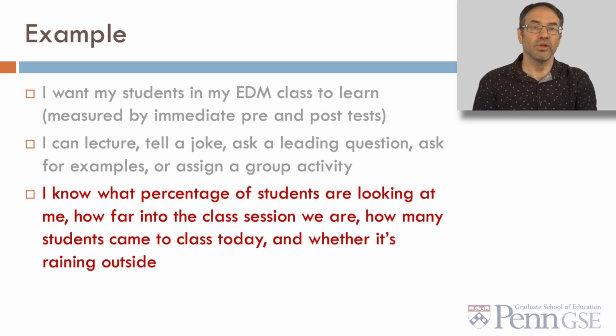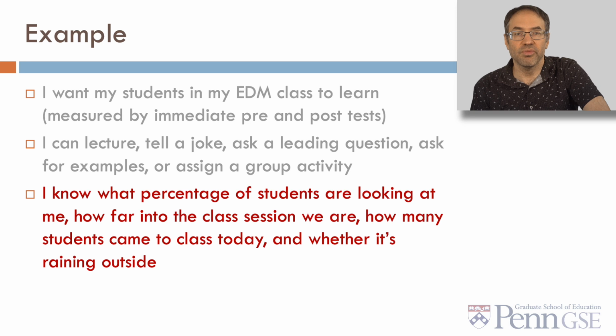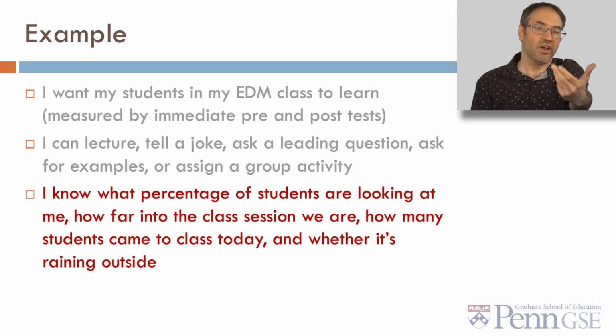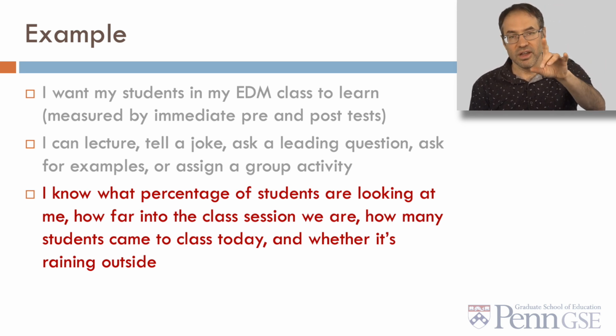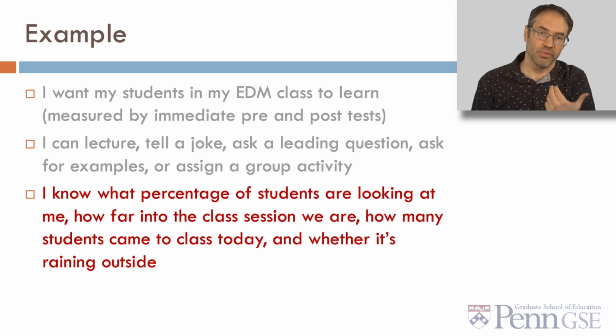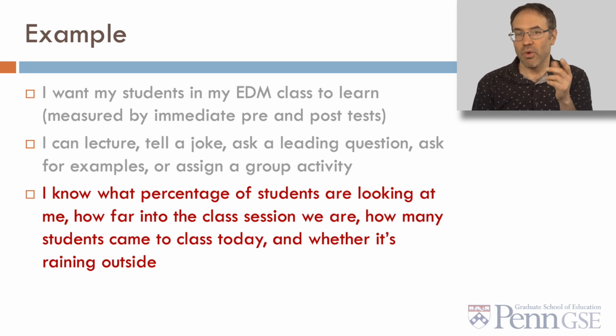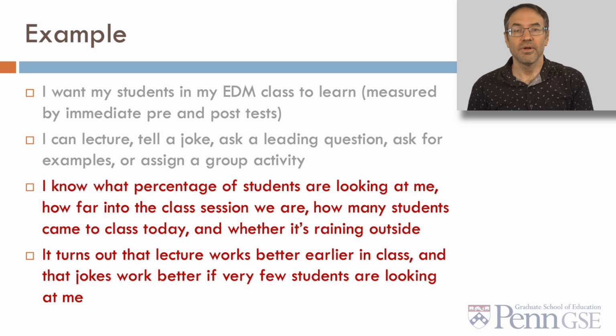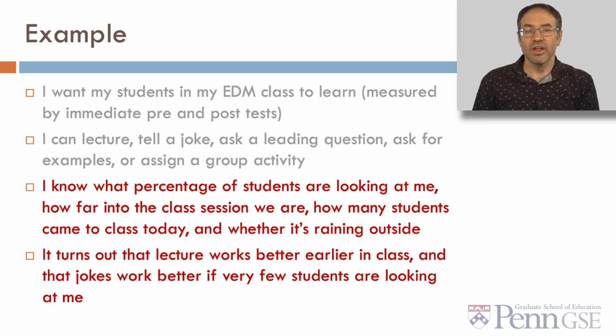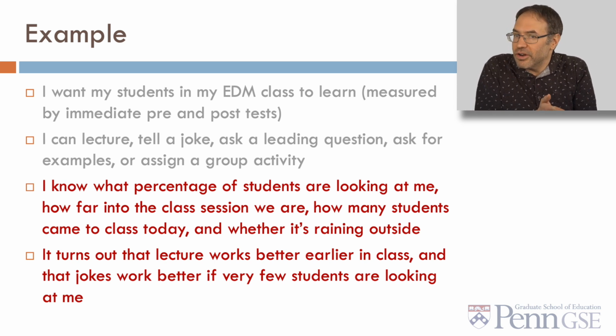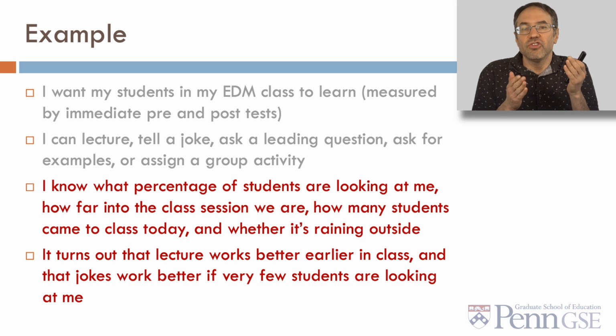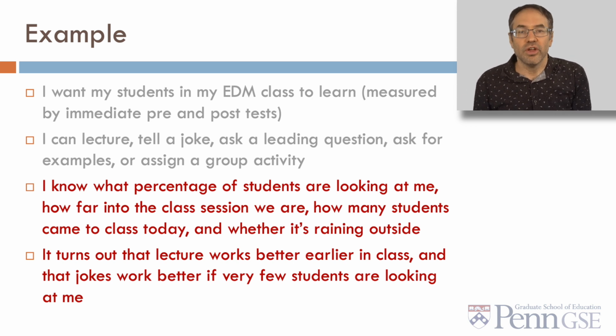So for example, let's say that I want my students in my EDM class to learn, I have a set of actions I can do. A contextual multi-armed bandit operating as me would also perhaps know what percentage of students are looking at me, how far into the class session we are, how many students came to class today, and whether it's raining outside. It turns out perhaps that lecture works better earlier in class than later in class, and that a joke works better if very few students are looking at me.